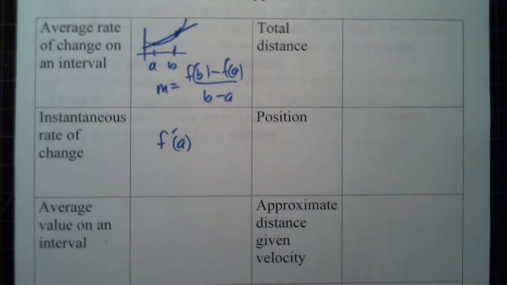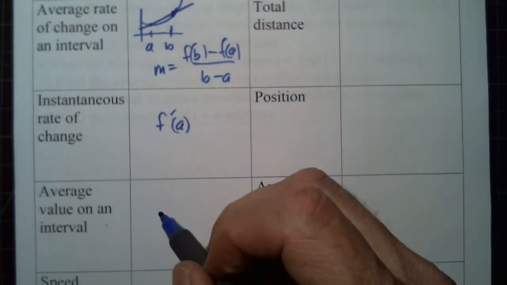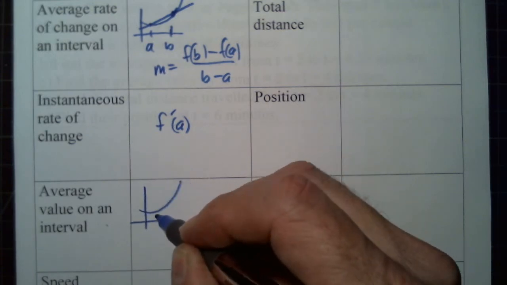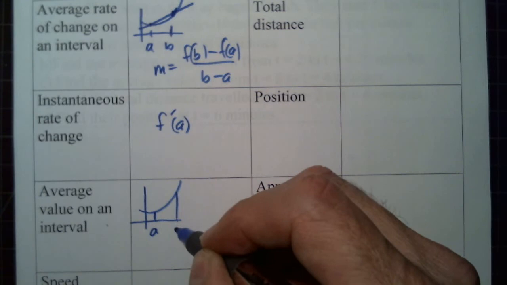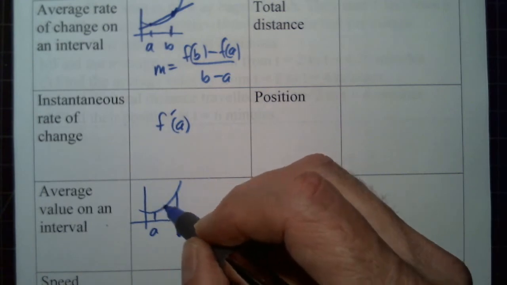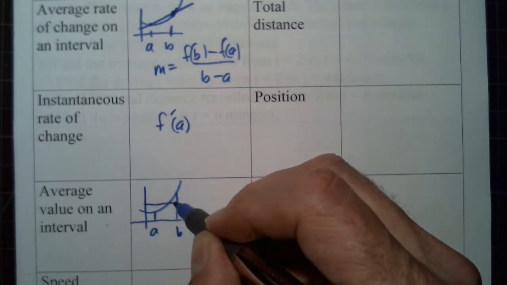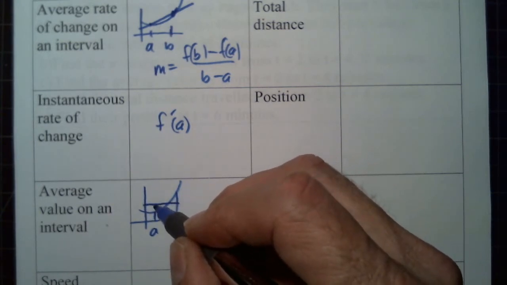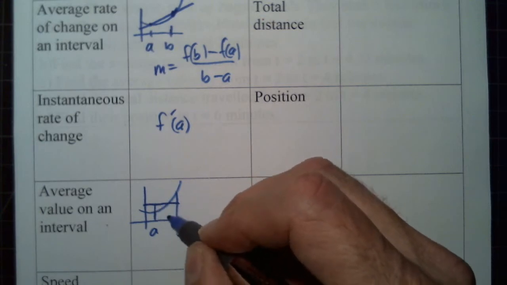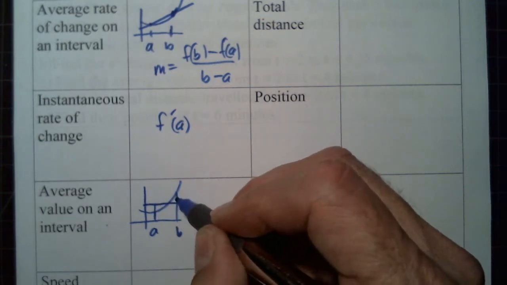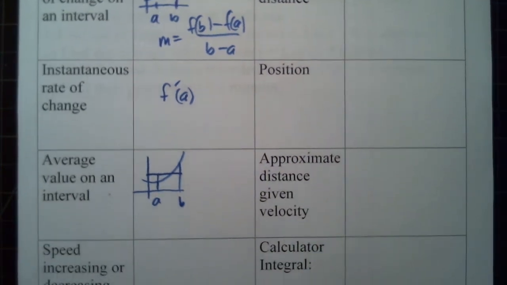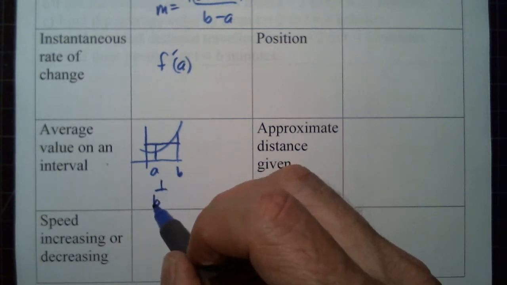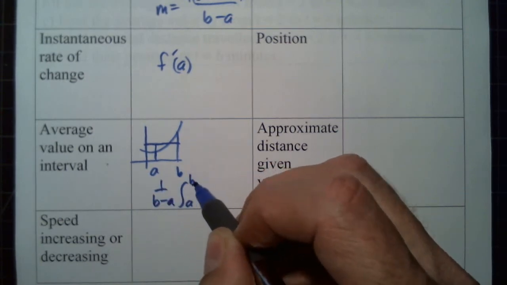Average value on an interval. If you have a function on an interval from a to b, the average value will be some y value that if you made a rectangle, the rectangular area would be the same as the curved area. And when you see average value of a function, you just have to remember to use 1 over b minus a times the integral from a to b.